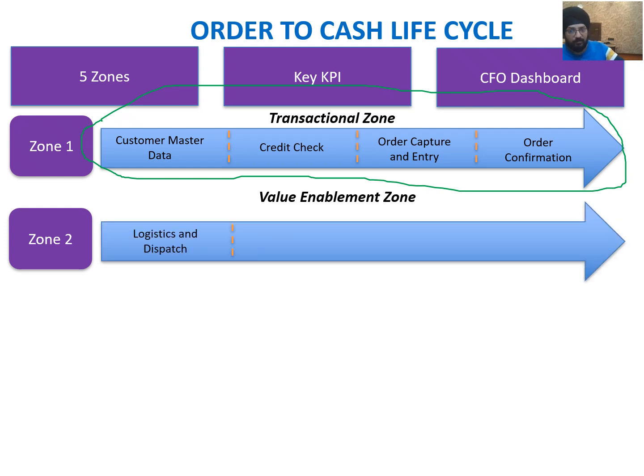Logistics and dispatch. First of all, let's understand what we mean when we say value enablement zone. It means that we are trying to deliver value to a customer by delivering a product to them. And by delivering the product, we are ensuring that we are capturing revenue, and basis that, we are ensuring that it is creating value for the business. So all these sub processes within the value enablement zone have a direct impact on generating value for the organization. What is first is logistics and dispatch.